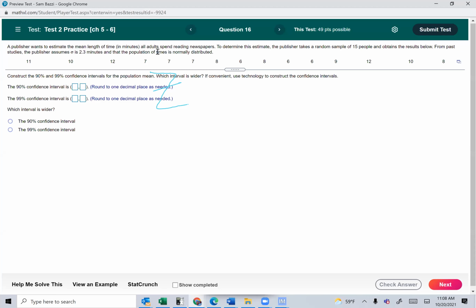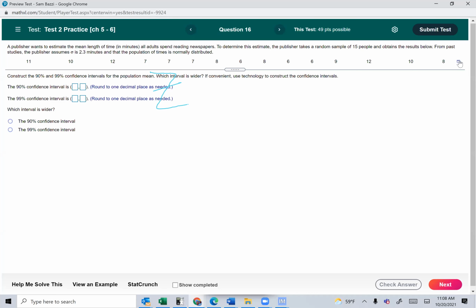A publisher wants to estimate the mean length of time all adults spend reading newspapers. To determine this, the publisher takes a random sample of 15. The publisher assumes that sigma is 2.3 and the population of time is normally distributed. Construct 90% and 99% confidence intervals. Once he gives you sigma, guys, we have to use a Z interval.